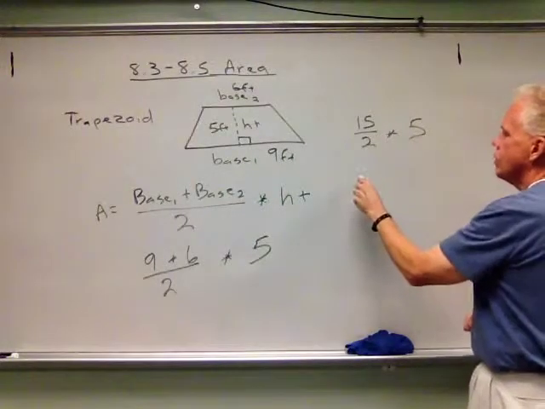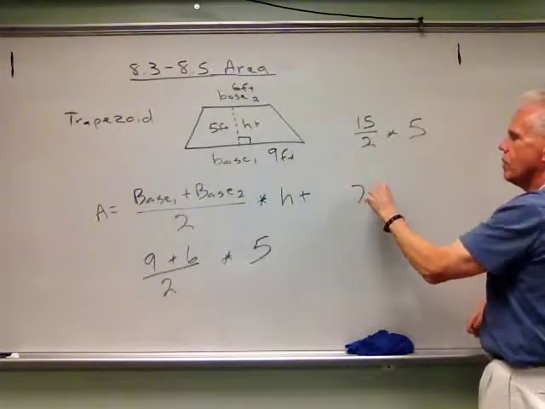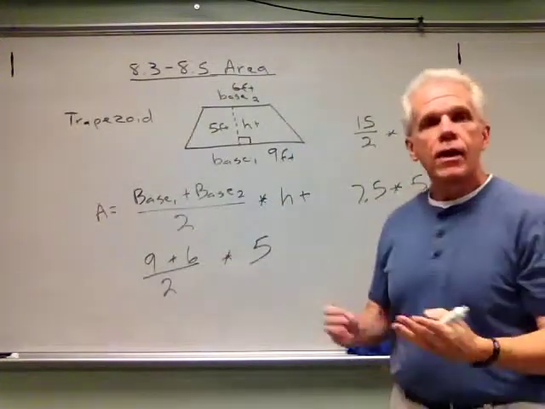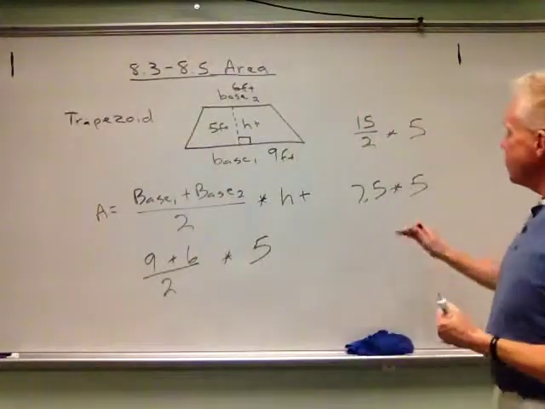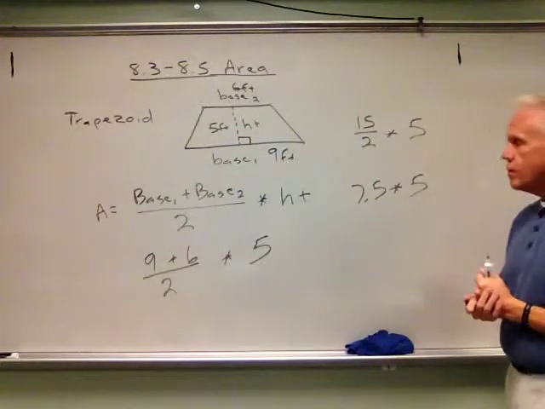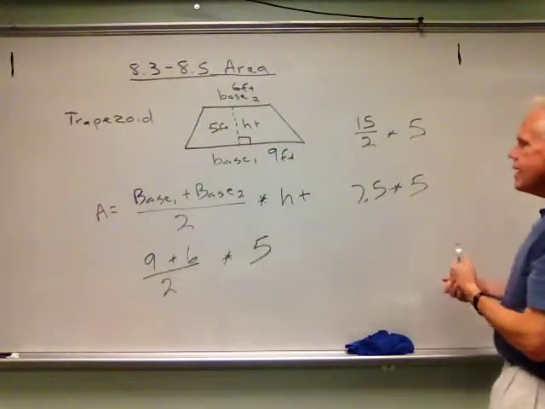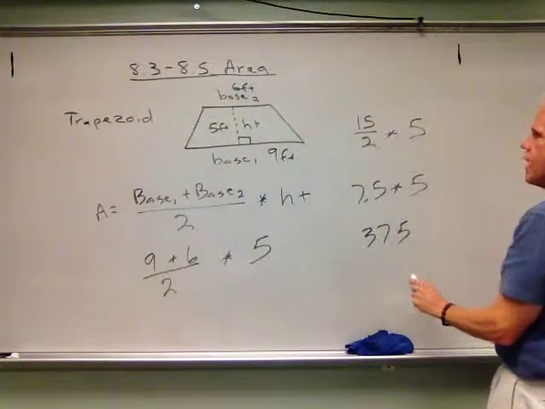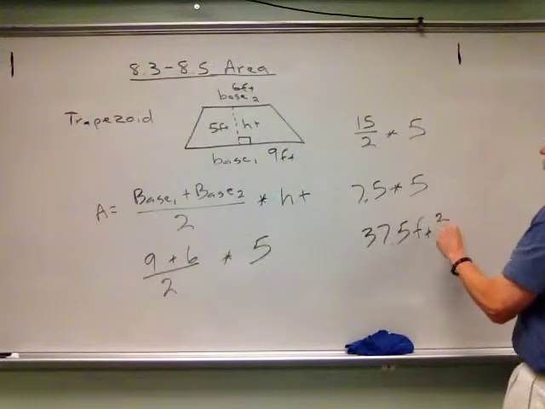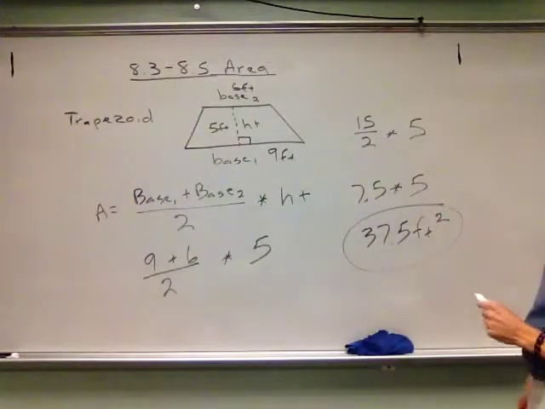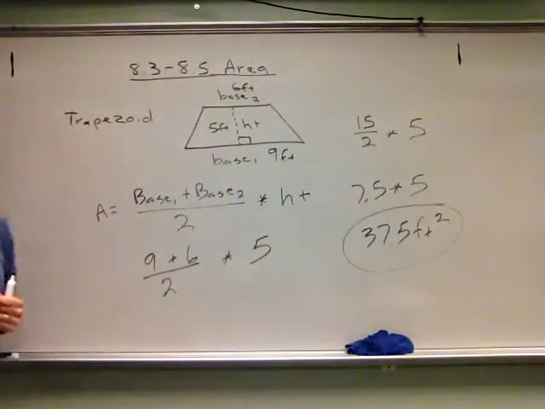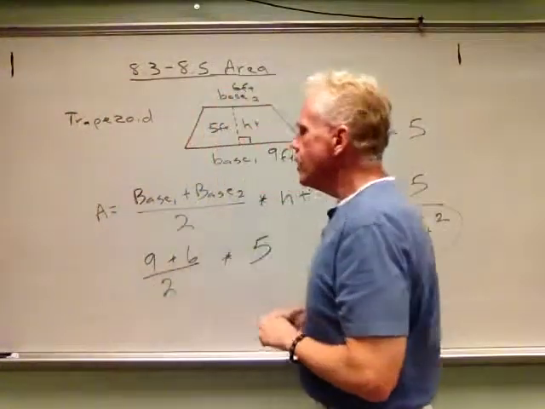All right, so that's going to be 15 divided by 2, 7.5 times 5. Have you done that in your calculator yet? 7.5 times 5 is what I'm looking for. That's going to end up being 37.5, and we're talking about feet to the second power. 37.5 square feet is going to be my answer there. Okay, so that is the area of a trapezoid.